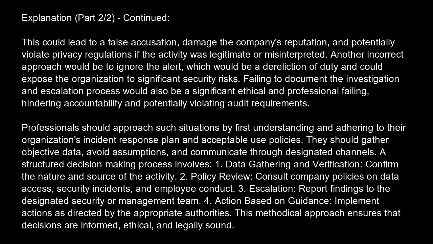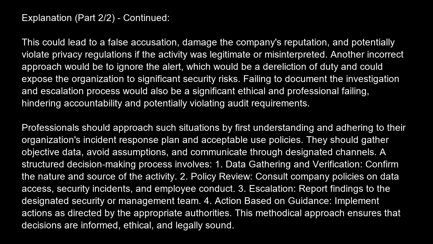Failing to document the investigation and escalation process would also be a significant ethical and professional failing, hindering accountability and potentially violating audit requirements. Professionals should approach such situations by first understanding and adhering to their organization's incident response plan and acceptable use policies. They should gather objective data, avoid assumptions, and communicate through designated channels.